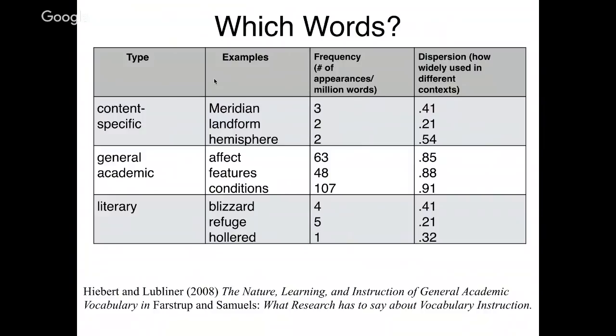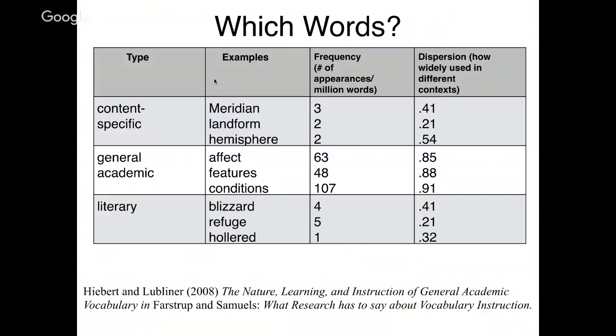With that in mind, what does this tell us about which words we really need to spend a lot of time on? It's pretty clear that those general academic terms, effect, features, conditions, need our focus. And my concern, going through classrooms all over the world, is that we don't see the general academic terms being taught directly.